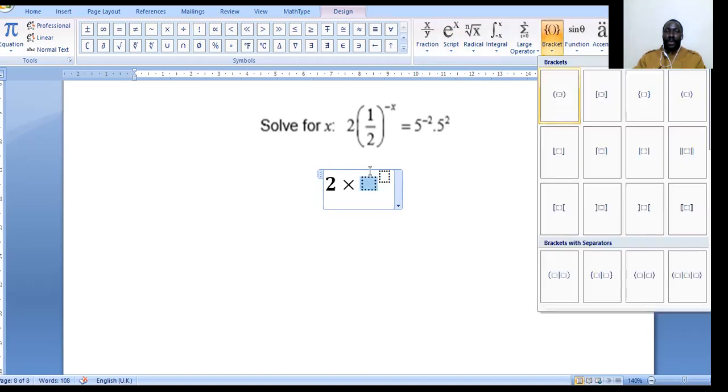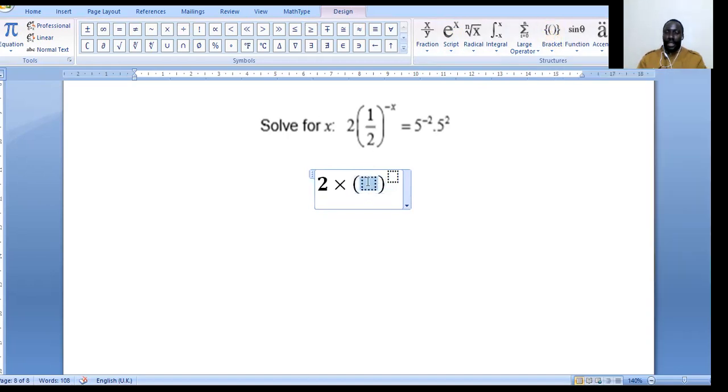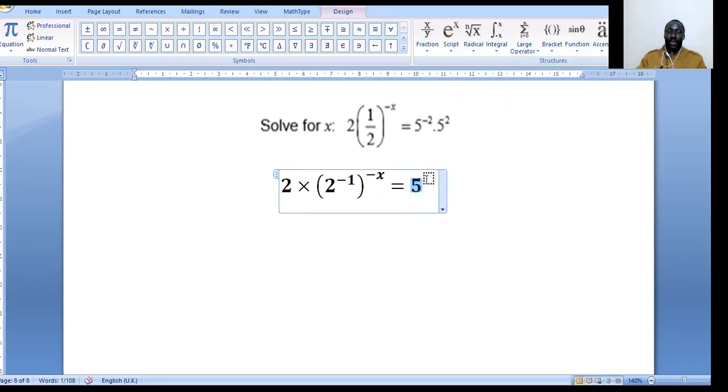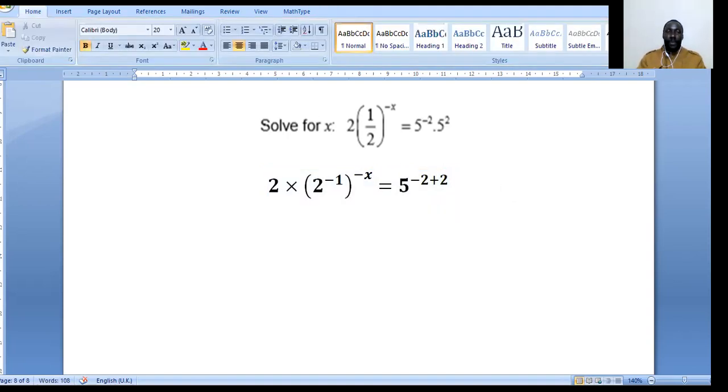So inside the bracket, what do we have? We have 1 over 2. Let's write 1 over 2 as 2 with exponent minus 1. Then what else do we have outside? We have minus x. Then on the right hand side, we have 5 exponent minus 2 times 5 exponent 2. This is the same as 5 exponent minus 2 plus 2. That's what we have. You see?